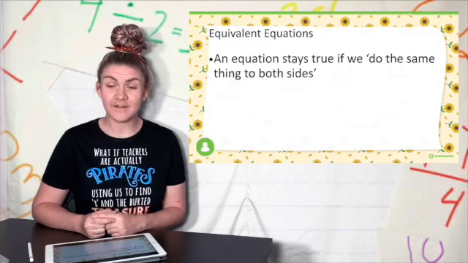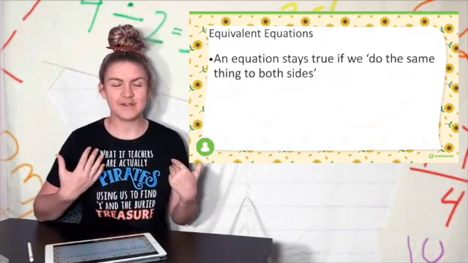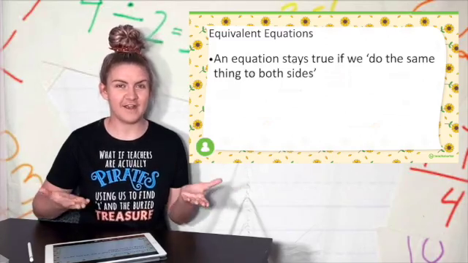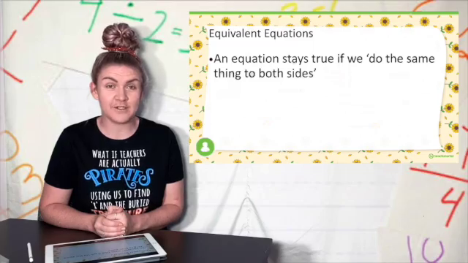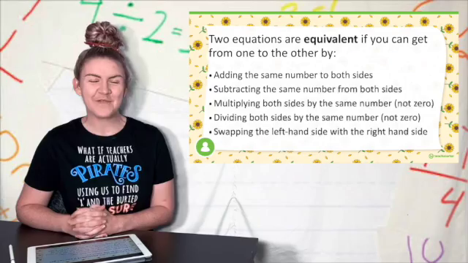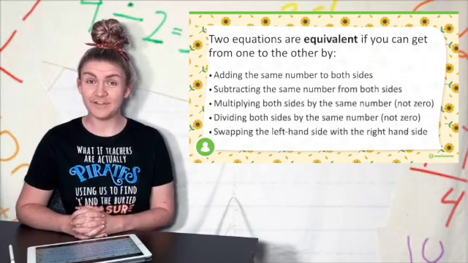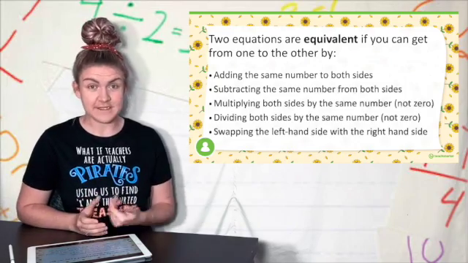So the thing to remember for algebra is an equation stays true when we do the same thing to both sides. We can do almost anything to an equation and it will remain true as long as we do it to both sides. All right, we know that two equations are equivalent if we can get from one equation to the other by taking any of these steps.